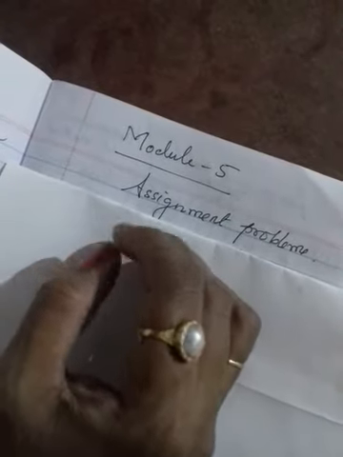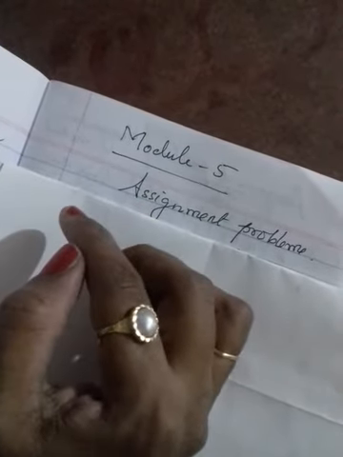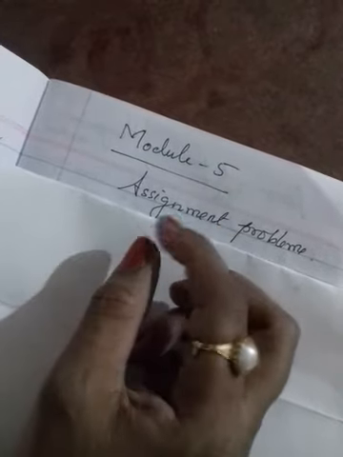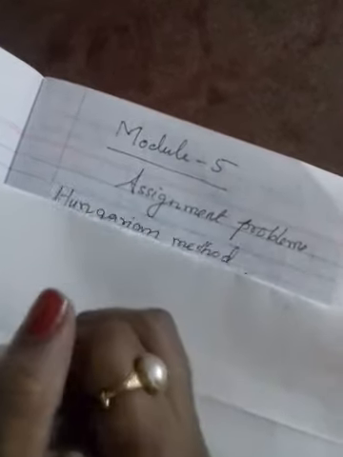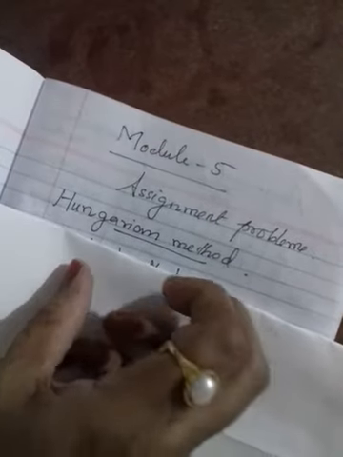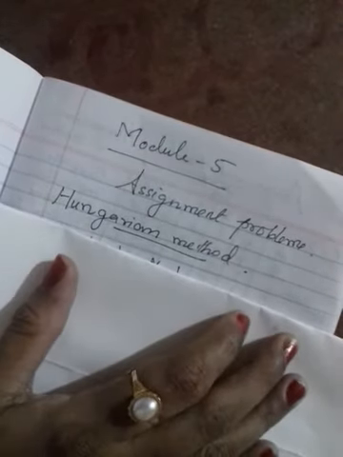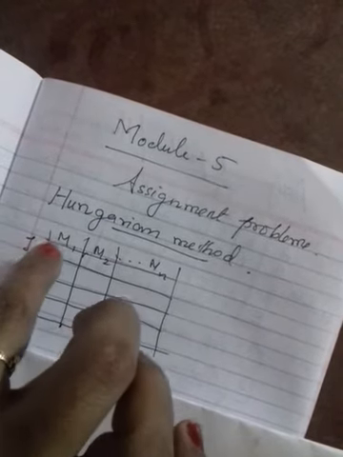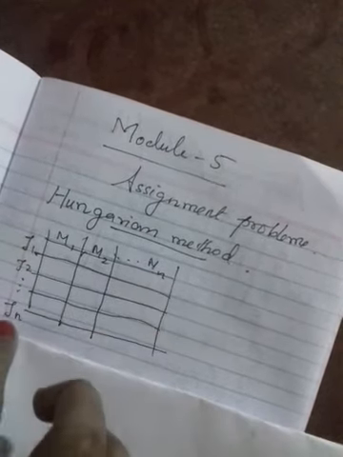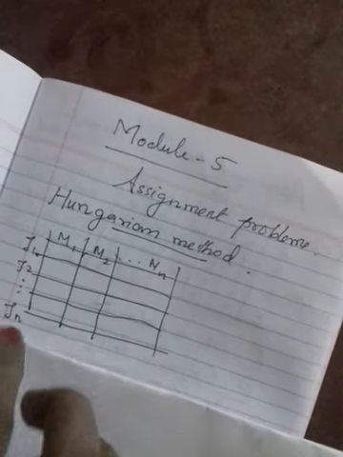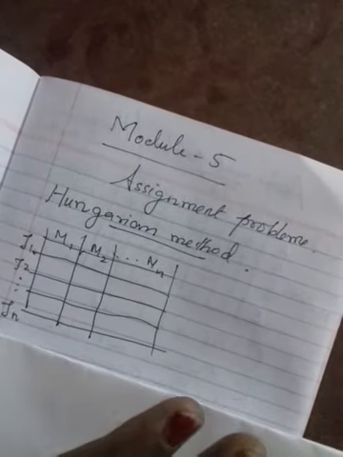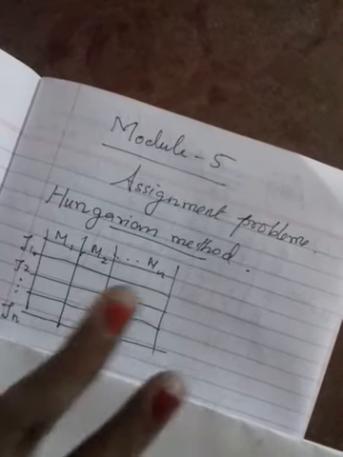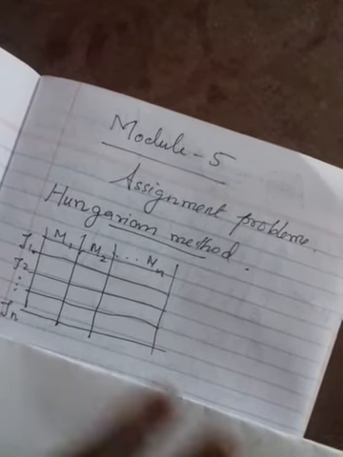Hi everybody. Today in this video we are going to see module 5, the assignment problem. The assignment problem is otherwise called the Hungarian method. There is a standard format for the Hungarian method: M machines and N jobs. Like a transportation problem, here we don't have any supply and demand. We are only going to do assignment here.